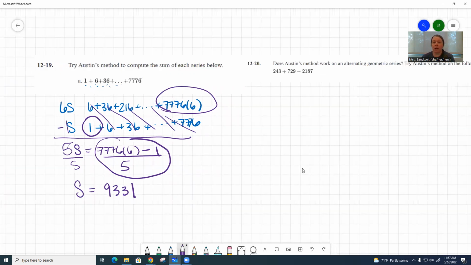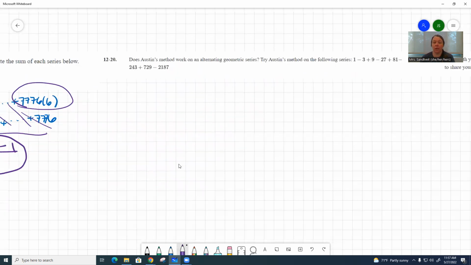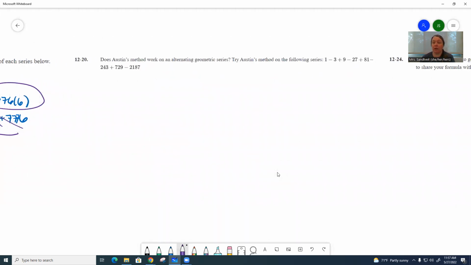Okay, so number 20 asks, okay, well, does this work if we had an alternating series? So if we had this 1 minus 3 plus 9 minus 27 plus 81 minus 243 plus 729. I'm just going to rewrite the whole thing, minus 2187. So in this case, the multiplier is, I'm multiplying every time by -3.